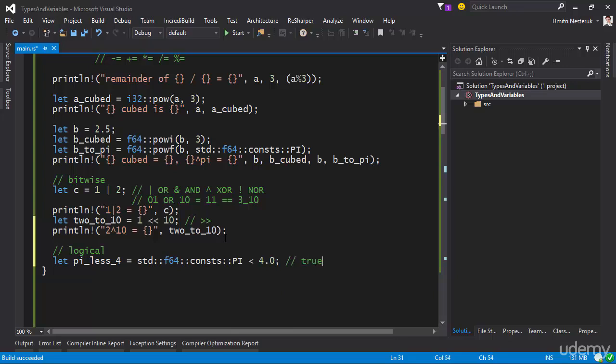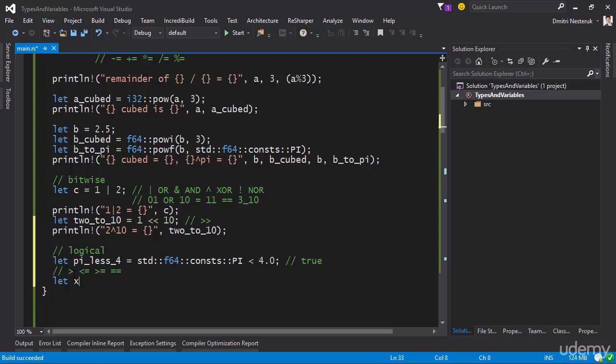So this would give me a value of true because pi is in fact less than 4.0. Here I've used the less than operator to compare the left and right hand side. Similarly, you have the greater than operator, and you also have less than or equal and greater than or equal operators. Now, if you want to compare two values for equality, then you use the double equals.